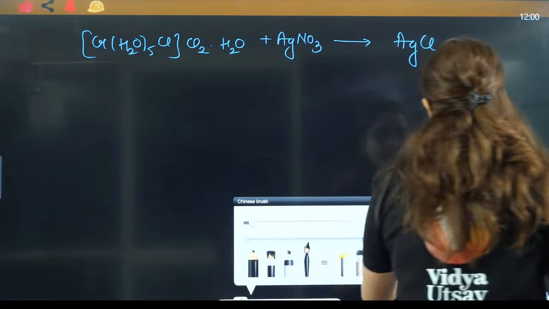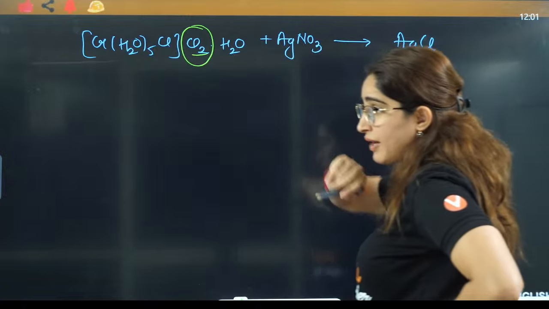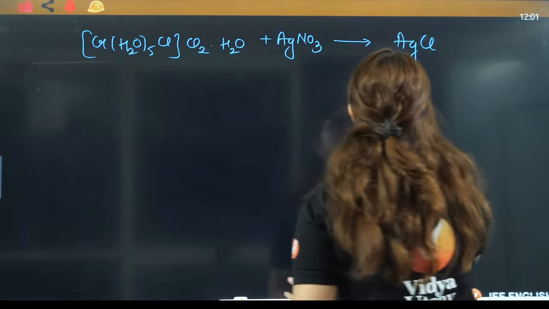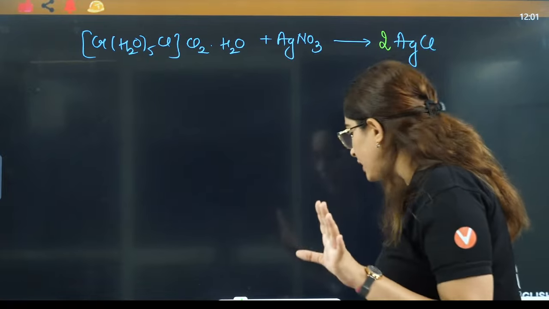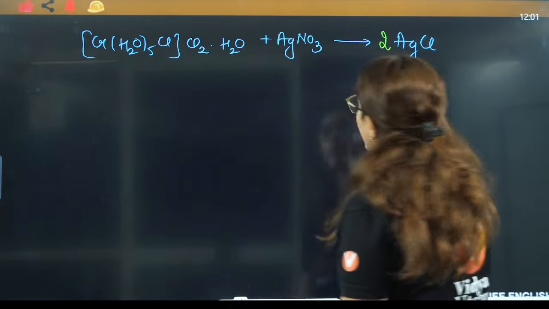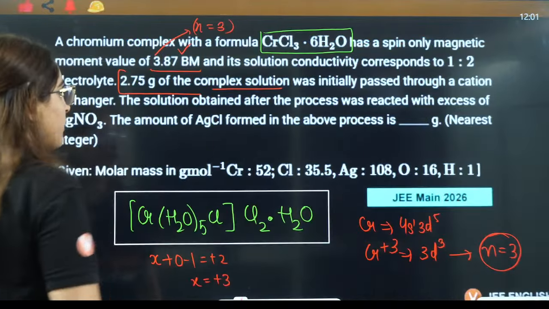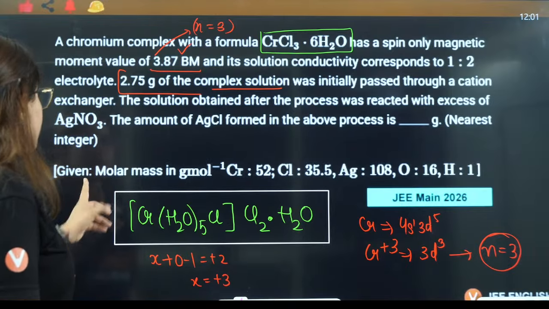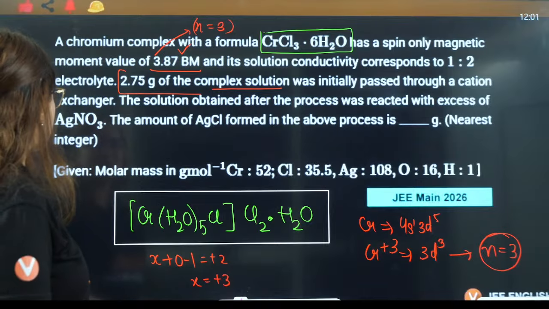See, now see one thing here. If two chlorine are outside, that means for sure 2 AgCl will be formed here, right? That is the only possibility. So if 2 Cl are outside, that means 2 AgCl will be formed. Now they are asking you a simple question, the amount of AgCl formed in the above process. Molar mass of chromium, chlorine, Ag and all of this is given to you.